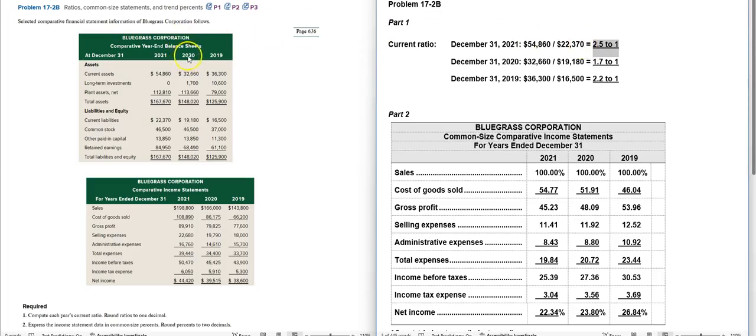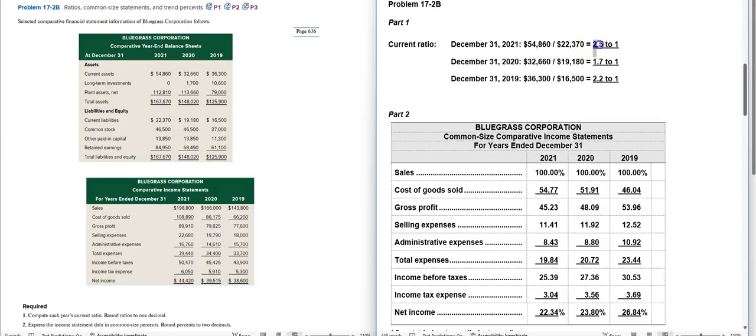We can do this for 2020. Current assets divided by current liabilities, here they are 1.7 to 1. For every dollar in current liabilities, we have $1.70 in current assets. And then this last year, current assets of 36.3 divided by current liabilities of 16.5, a ratio of 2.2 to 1. For every dollar in current liabilities, we have 2.2 times in current assets.